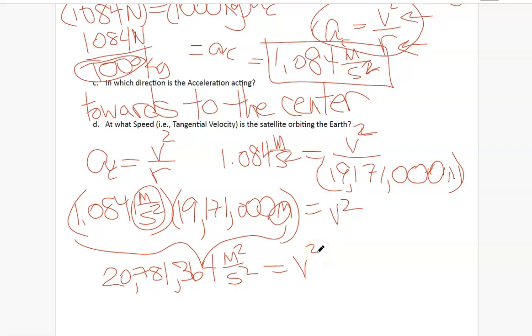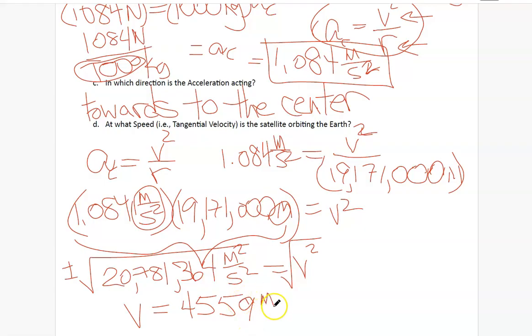To solve for velocity, we have to take the square root of both sides. Technically, we would take the plus or minus the square root of both sides, but we're only going to use the positive value for velocity. So our velocity, taking the square root, is equal to 4,559 meters per second. And that's our tangential velocity for the satellite.